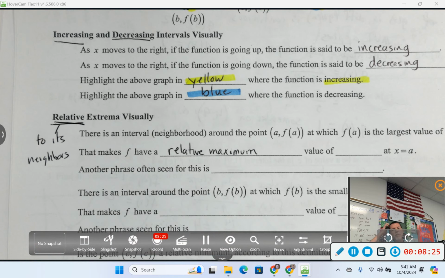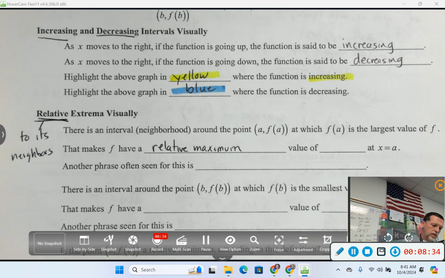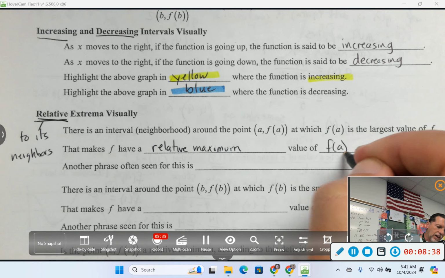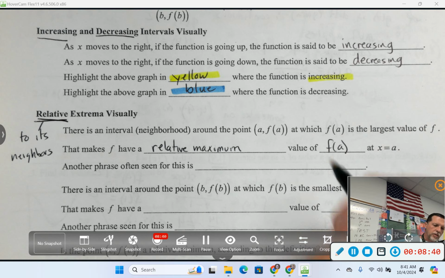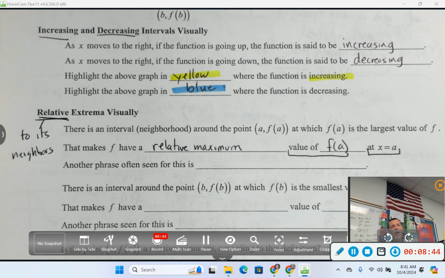A relative maximum is the top of a hill. It may not be the biggest hill on the graph, but it's the top of a hill. So it's a relative maximum. And that value, the y value, is f of a. So the value is f of a, and it's at x equals a.